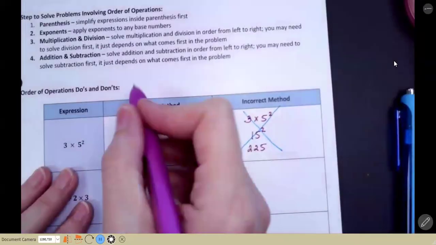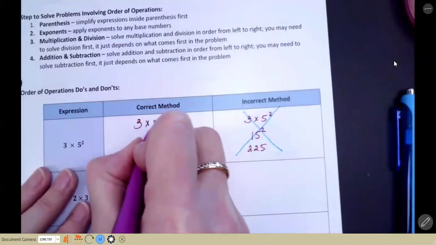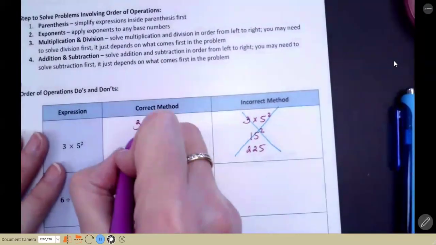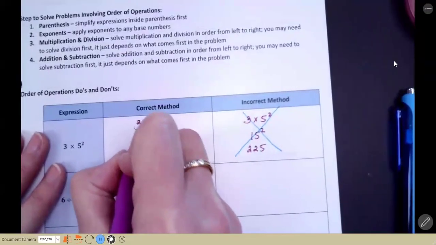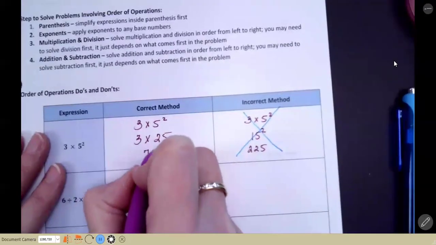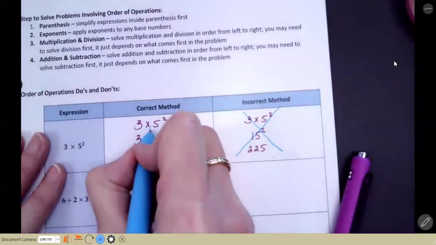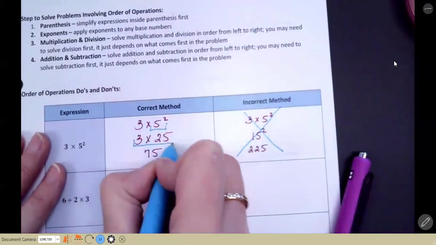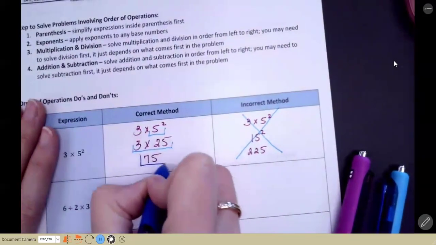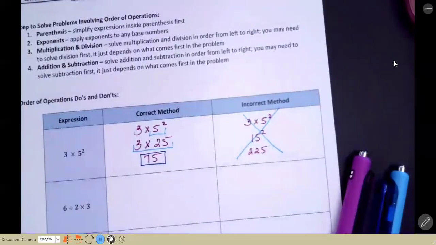So what we're going to do is I'm going to write it out again in the same way. I don't need to rearrange the problem, but I have to do my exponents first. So it becomes 3 times, what's 5 squared? 25. And then 3 times 25 is 75. So you do your exponents first, then you can do what's left. And then make sure you box your answer, okay?